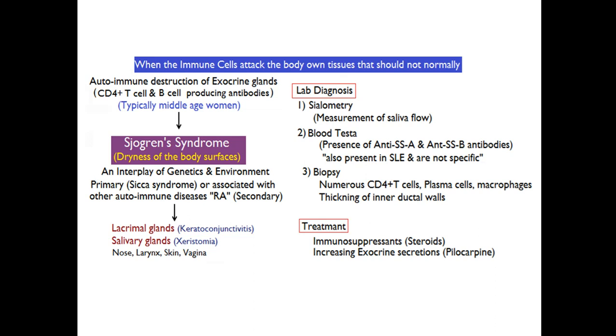We may take a biopsy from the infected exocrine gland, and we will see numerous activated CD4 T lymphocytes, as well as plasma cells, macrophages, and we can see severe thickening and fibrosis of the inner ductal walls. We treat autoimmune diseases by using immunosuppressants in the form of steroids and other drugs, and we may also use the drug pilocarpine to increase the exocrine secretion.